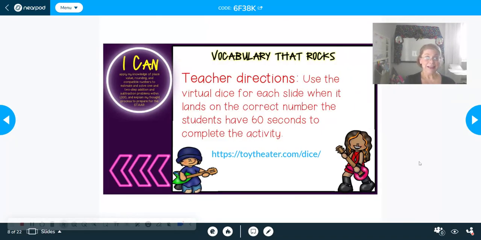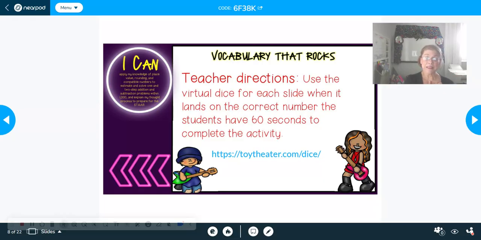For this vocabulary activity, you will have control of the virtual dice. You can give them the link to the virtual dice. It is really up to you how you want to do it. If you want to send them the link in the chat and they can roll it on their own, or you can share your screen and roll it. That's really up to you.